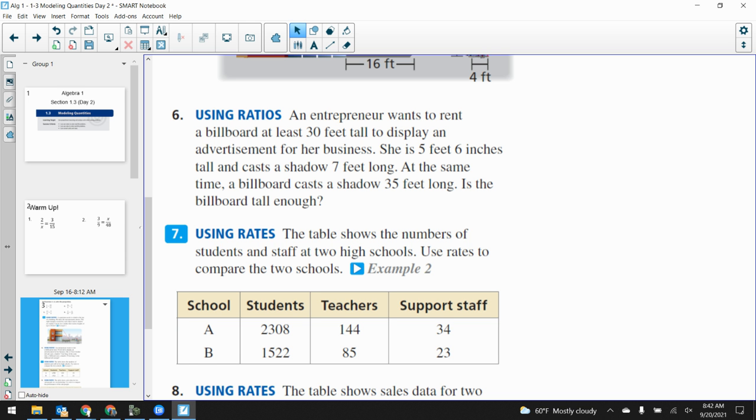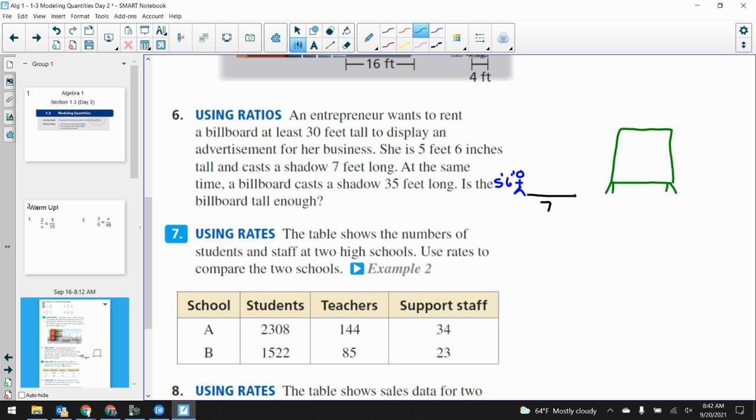Now, is there a diagram that's prepared for us? Yeah. So let's become artists. Okay. So we've got this person. She's here. Shadow, which is 7 feet long. Now, this person is 5 foot 6 inches, right? That'll come into play in a second. But then we have this billboard. Okay. That casts a 35-foot shadow.